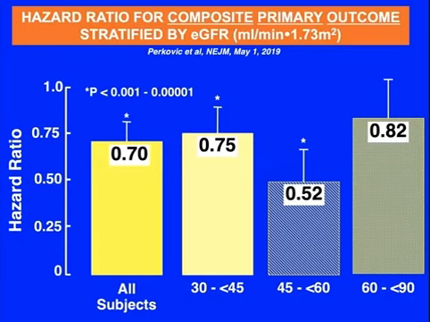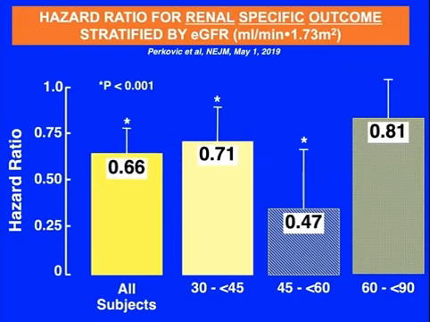So let's now sort this out and look particularly at the renal specific outcome. So the renal specific outcome of end-stage renal disease, renal death, or ending up on dialysis is shown here. If we look at all subjects, hazard ratio is 0.66, a 34% decrease. But even if you look at them by subgroups of GFR, 30 to 45, 45 to 60, 60 to 90, significant benefits in terms of renal protection.